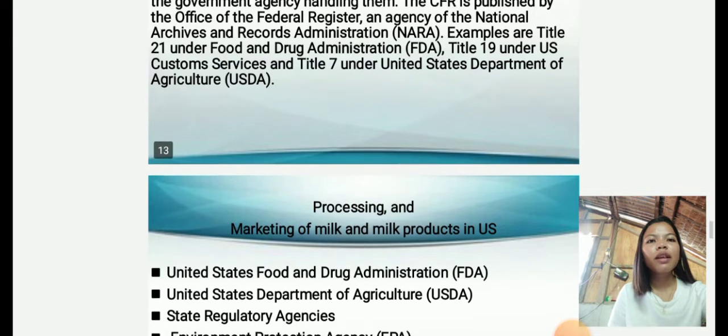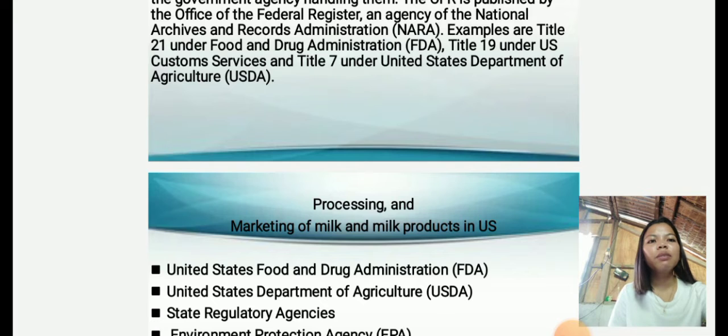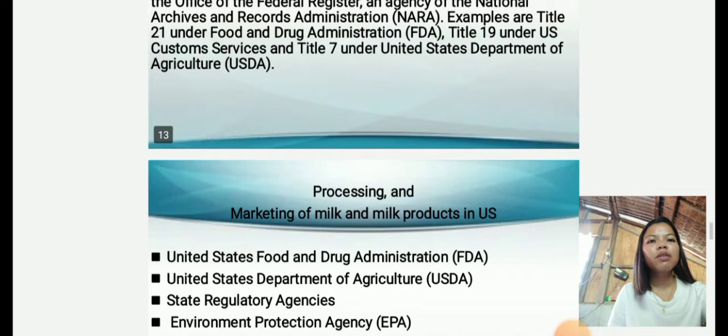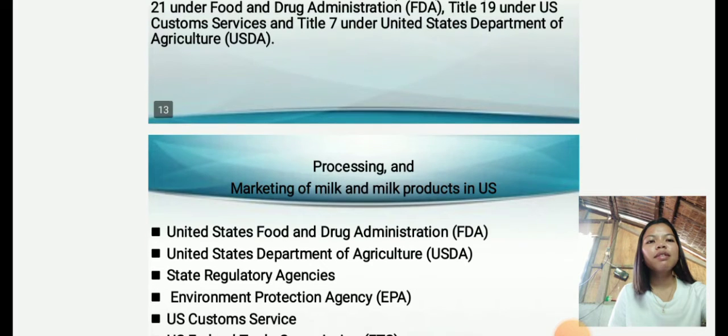Examples are Title 21 under the Food and Drug Administration (FDA), Title 19 under the U.S. Customs Service, and Title 7 under the United States Department of Agriculture (USDA).